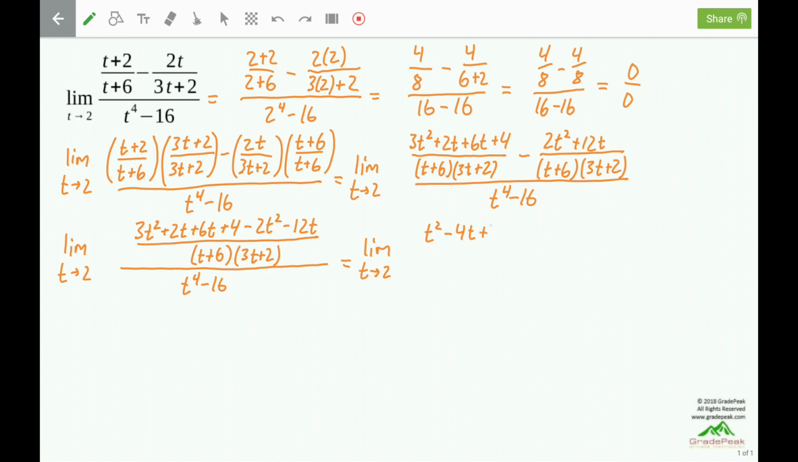And then I see a constant of plus 4. There's no other constants, so that just comes along with this. This will be over the common denominator of t plus 6 and 3t plus 2. And then the entire thing is over t to the 4th minus 16.